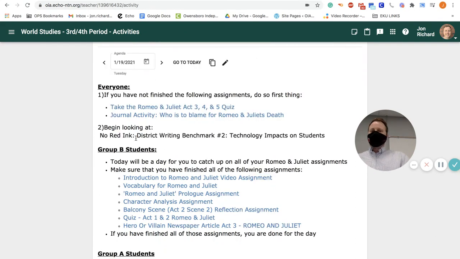All right, the second thing I need everyone to do is to begin looking at the No Red Ink District Writing Benchmark number 2, Technology Impacts on Students. And this goes really well into our project and is going to be the last bit of our Renaissance project, where we were looking at how technology has impacted us, okay? And this is actually a benchmark where you're going to argue, essentially, is technology good or bad for students, okay?